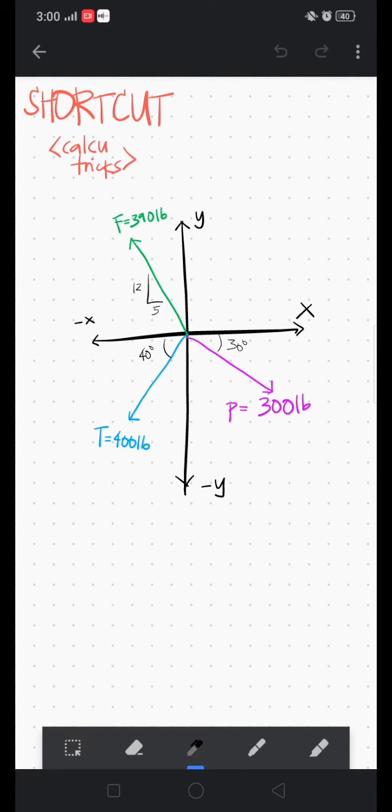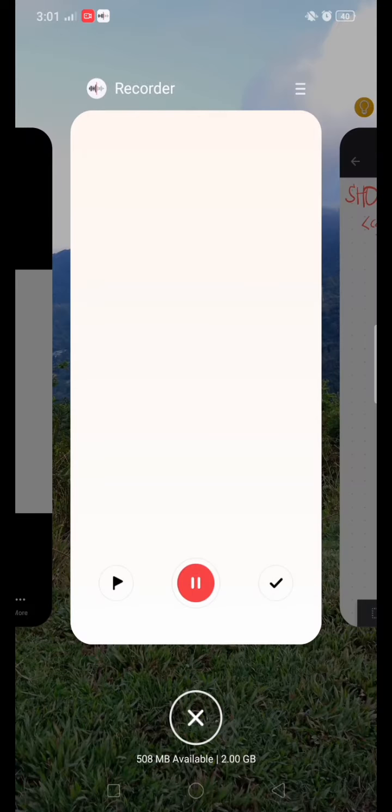Welcome, and so still with the same problem wherein we're going to find the resultant of a force system given with its magnitude and direction. But this time, what we're going to do is to solve this type of problem just by using the shortcut method we can do in our calculators. This trick or method is very useful, especially if you have a calculator like the 991 ES Plus that looks like this.